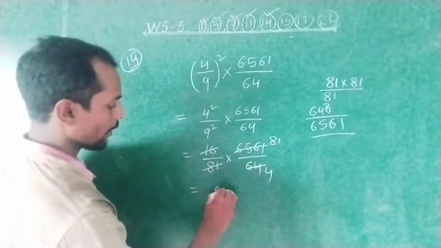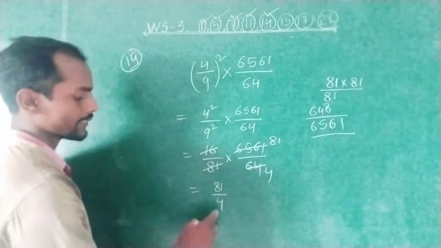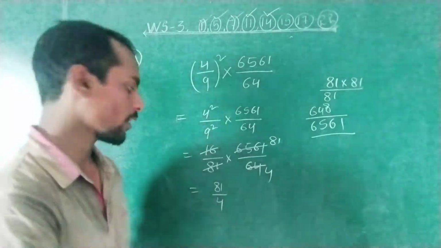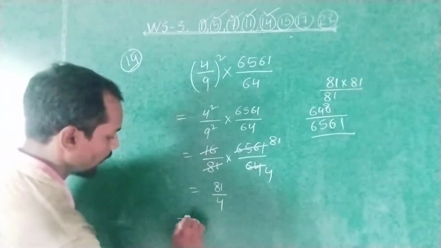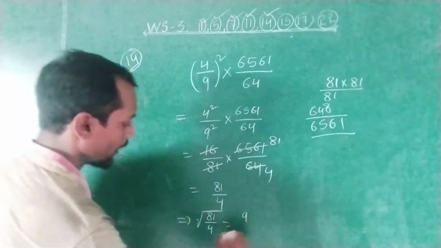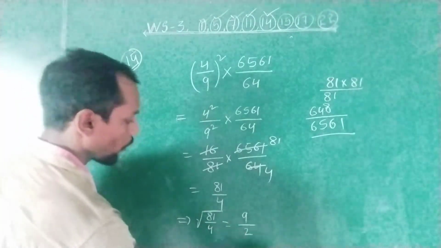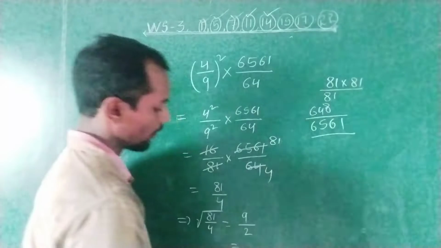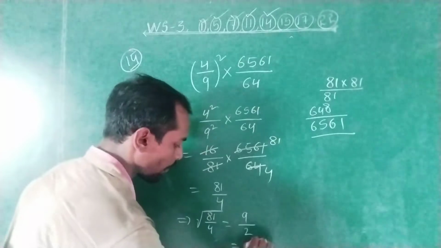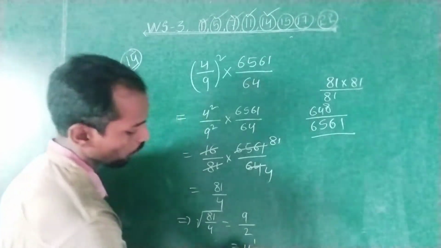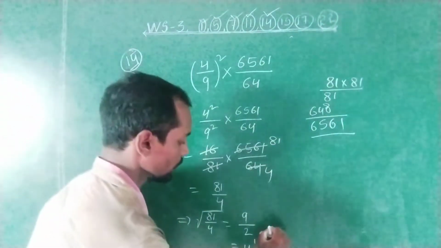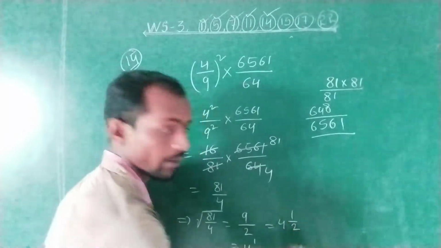Now remaining is 81 by 4, the resultant value, but you have to find out the square root of the resultant value. Then the square root of 81 by 4. The square root of 81 is 9 and the square root of 4 is 2. So this is our answer, 9 by 2. If you convert into a mixed fraction, 2 fours are 8 plus 1, which is also equal to 4 and 1 by 2.